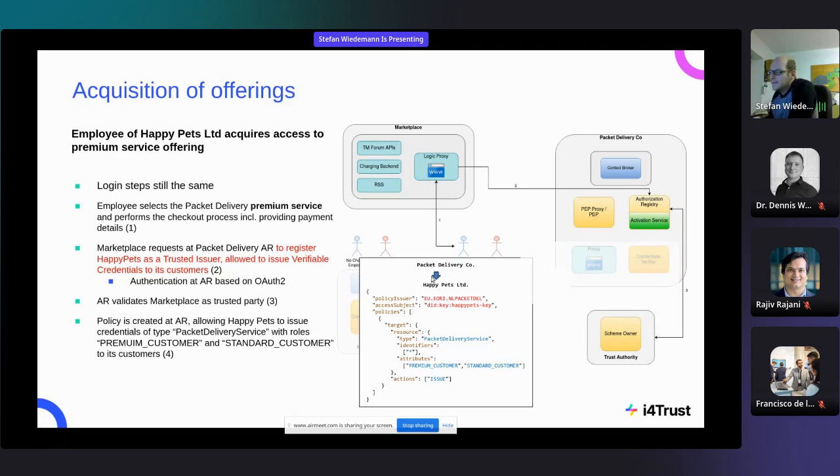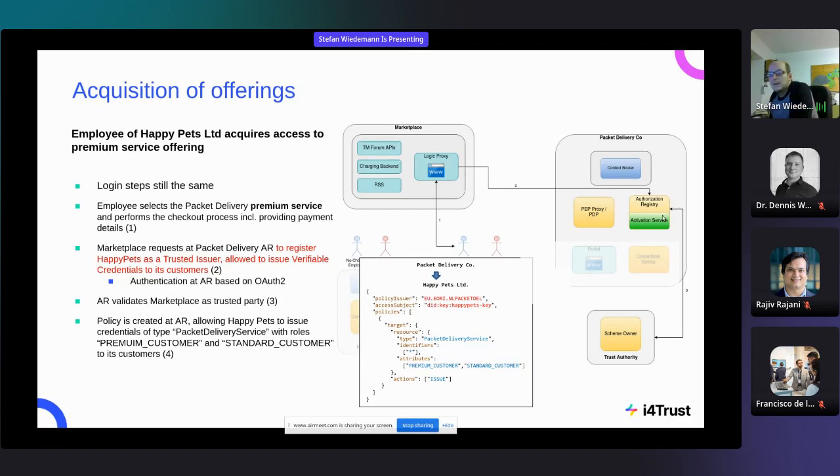The policy that will be created in this step will look like this one. So we again have packet delivery as the policy issuer. And this time the access subject is not a role or a user or again another participant in terms of iSHARE. But in this case, it will be the issuer, the ID that we defined previously in our marketplace. And for this issuer, we create a policy to issue resources of type packet delivery service with the roles premium customer and standard customer. So if we have this policy registered, the PDP in the future can check that our Happy Pets issuer is actually allowed to issue such credentials.